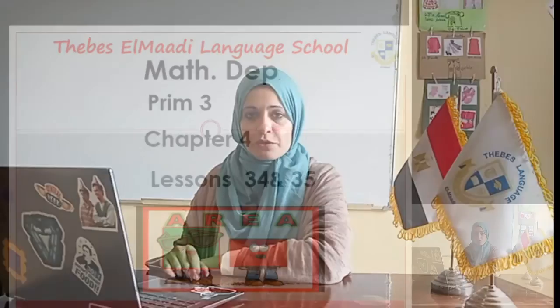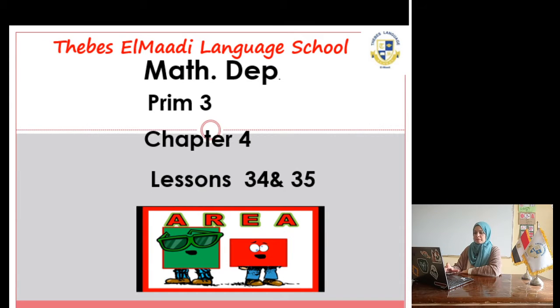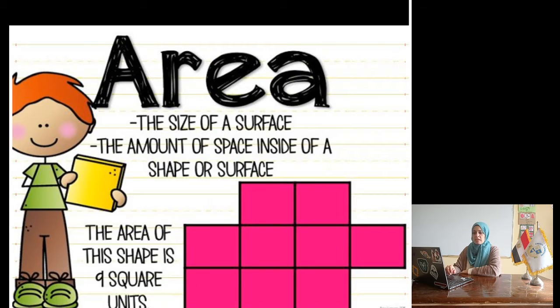Today we're going to talk about Chapter 4, Lessons 34 and 35. The area. What is the meaning of an area? The size of a surface or the amount of space units or space squares inside a shape or a surface. We can count the area using the square units. What is the meaning of square units? You count the squares.